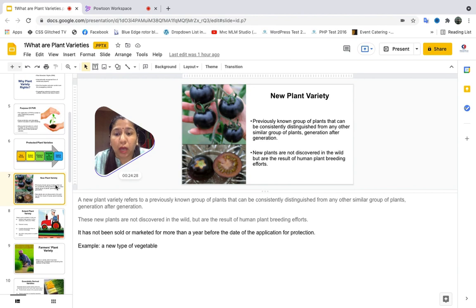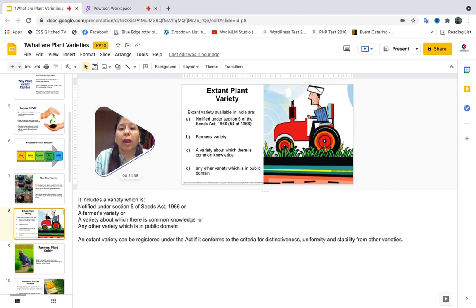For example, I could say a new type of vegetable, a new type of fruit, or a new type of grain that could come into the market. These are called new varieties. The next is extant plant variety. Now, what are extant plant varieties? The varieties which are notified under Section 5 of the Seed Act are called extant plant varieties.